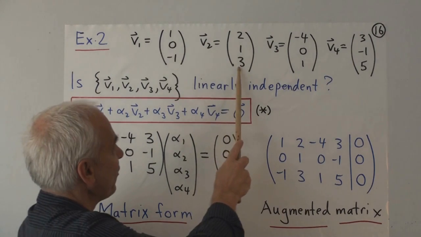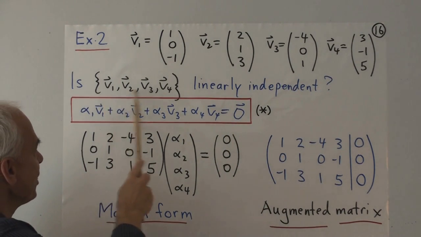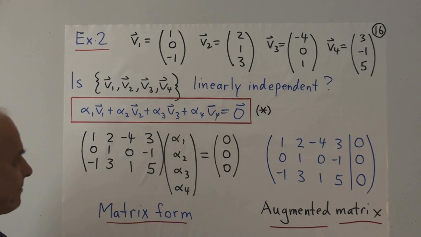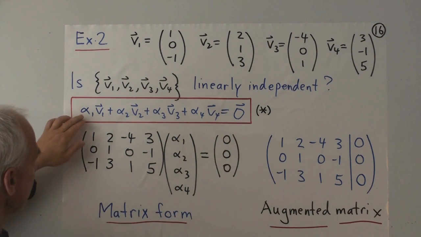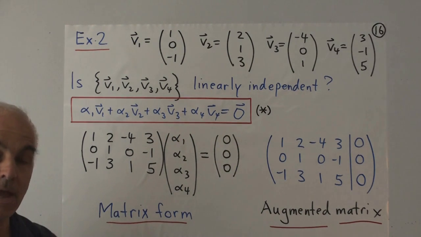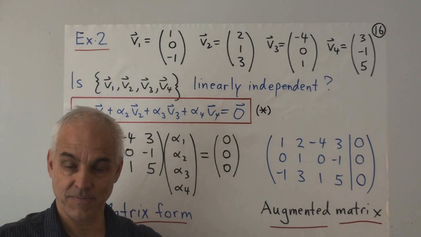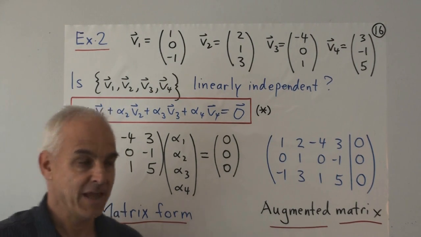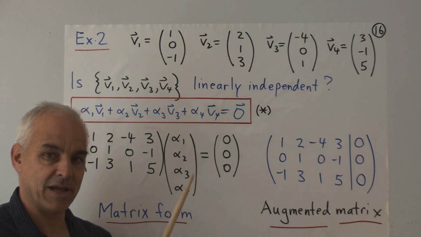We have 4 vectors this time, still in 3-dimensional space. And the question is, is this set of 4 vectors linearly independent? Again, it amounts to this equation here. We're looking at some linear combination of the 4 vectors equaling the 0 vector. And we want to know, is there a non-zero solution to this equation? If there is, the set is not linearly independent. If there's only the 0 solution, then the set is linearly independent.